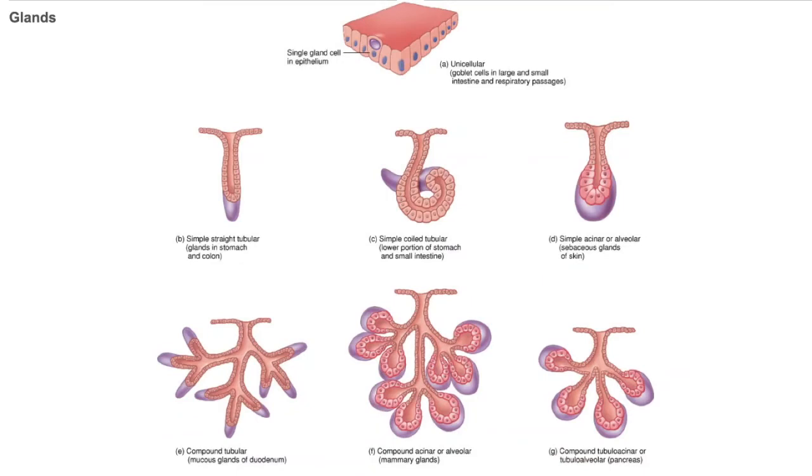Here are some pictures of the different glands, and you can see that opening at the top where that material will be excreted out of and from where it's producing. So you can see some of the sebaceous or oil glands. You can see some of the different mucus glands of the small intestine. That's the duodenum, which is part of the small intestine. You have the mammary glands, which produce milk for the offspring, and you have different glands in the stomach and large intestine.